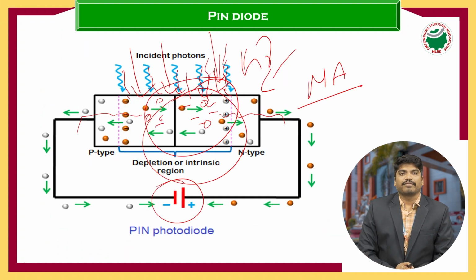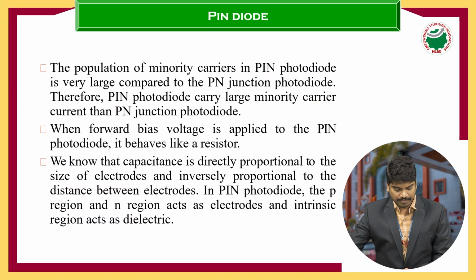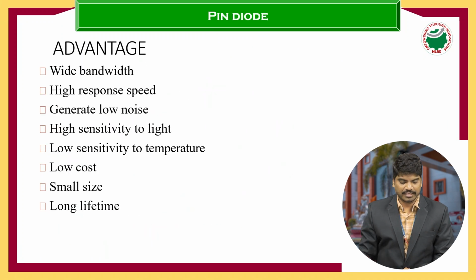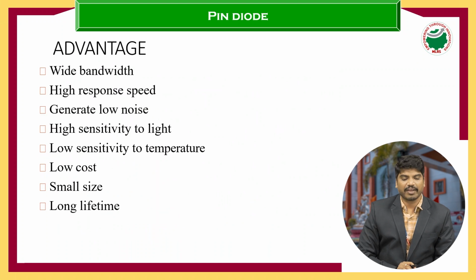So this is all about the working of the PIN photodiode. Very clear, right? When light is incident on the intrinsic region, it will generate electron hole pairs. Those electron hole pairs move into the N-type and P-type regions due to the high reverse bias voltage. So PIN photodiodes work in reverse bias only. And what are the applications or advantages? It has a wide bandwidth and high response speed.